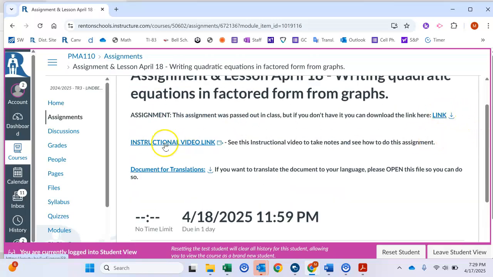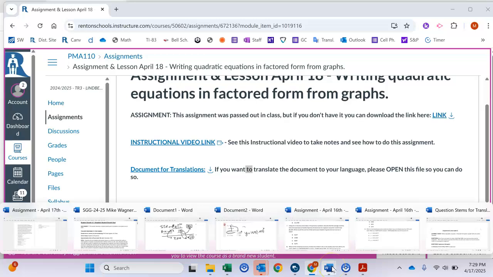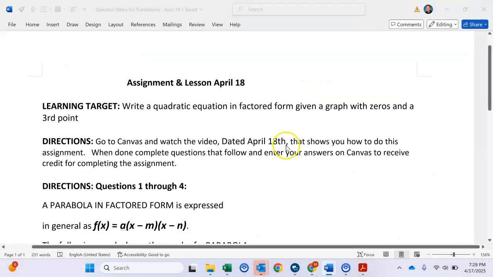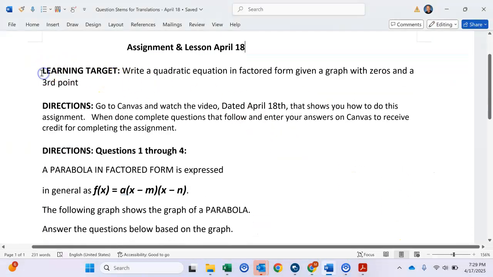this is the link for the assignment, the video you're watching, but click on this for the translation if you want to translate your document. And that document is right here, okay? So please be sure to read this and translate it, and read this and translate it here, okay?